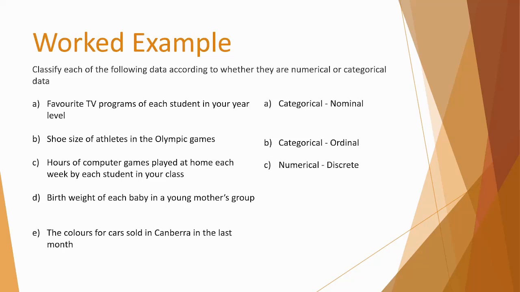Next is the birth weight of each baby in a young mother's group. Now that can be numerical and continuous because we can keep making it smaller. We can look at grams, or we can look at fractions of a gram or a decimal of a gram. And finally, the colors of cars sold in Canberra in the last month. That is also categorical nominal because there is no particular order into which we put the colors.